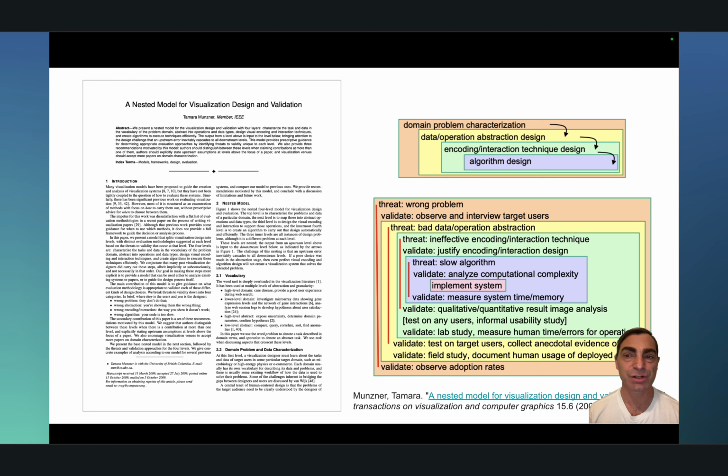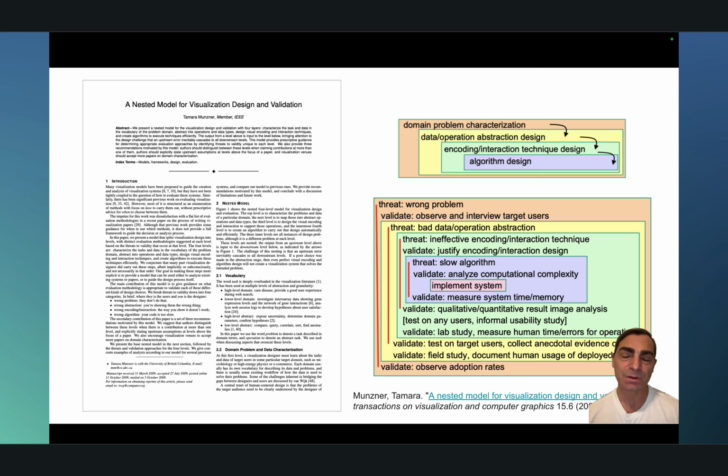And in this paper, she introduced this idea of having several steps that are nested, and they are nested because if something goes wrong at a top level, it's very hard to recover in the inner levels because there's a cascading effect of making a bad decision at the top level.